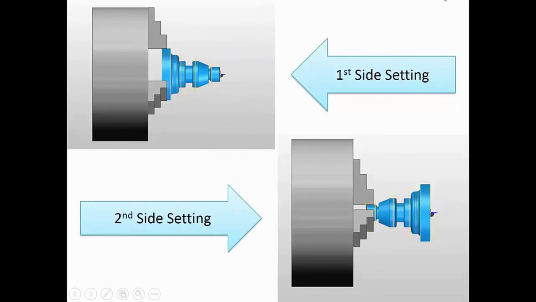If you look at it, we are trying to hold the component in the chuck. In the first setup, you will be finishing these operations, and in the second setup, you rotate the component, hold it here, and then you turn and finish this particular job.